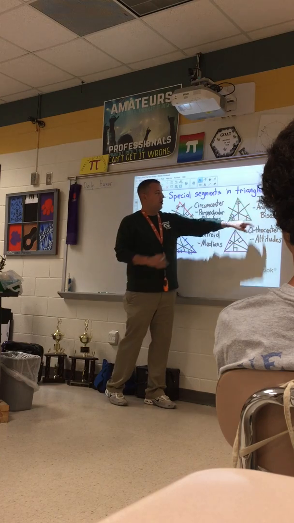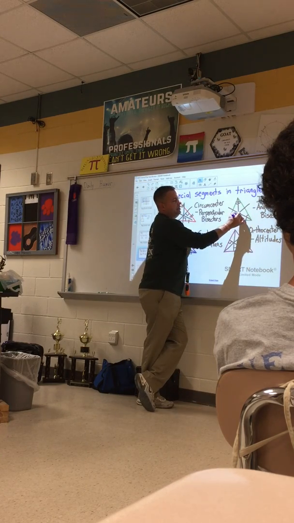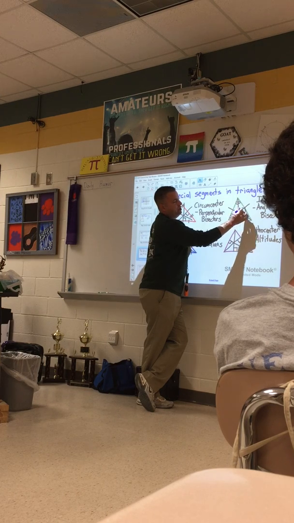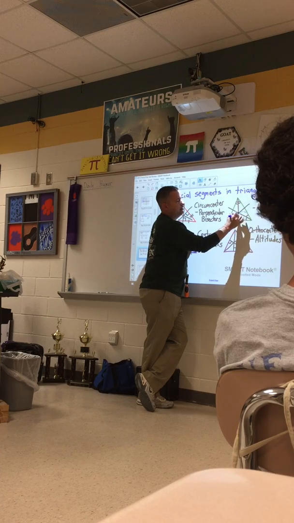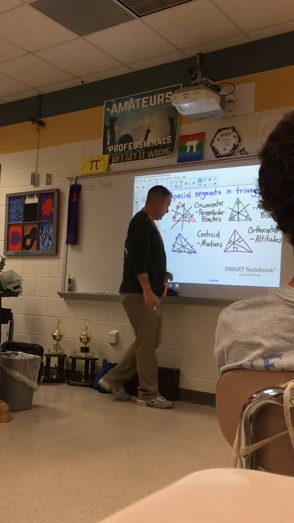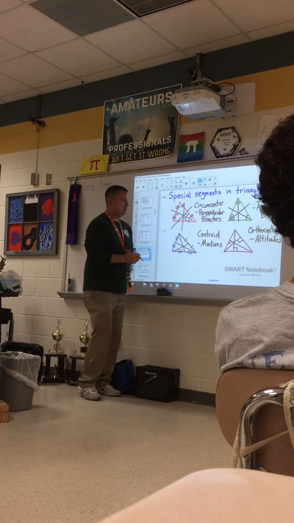Your incenter is where all of your angle bisectors intersect. The importance of this spot is that the distance from here to each of the sides, which forms a 90-degree angle, if that's 90 degrees, 90 degrees, 90 degrees, all of those distances are the same. That's your incenter. Okay, centroid is where all your medians intersect.